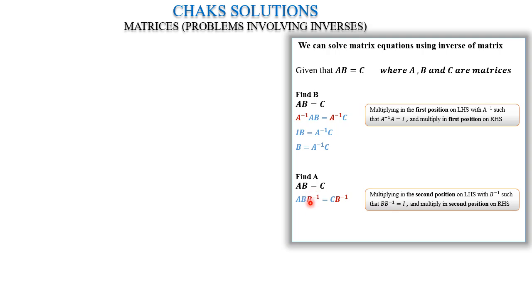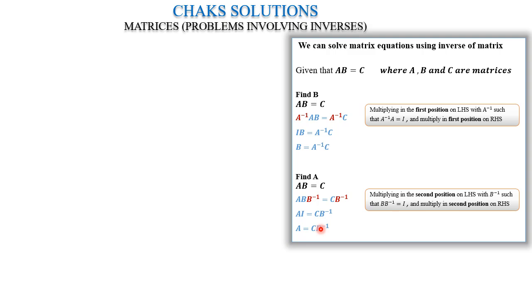But take note of the position that we are multiplying here. We are multiplying in the second position. So on the other side, we also multiply in the second position here. Alright, so we can find our A here. So A times the identity matrix equals to C times B inverse here. Alright, so A times identity matrix is still A. So A is equals to C times B inverse. So we can find our A here.